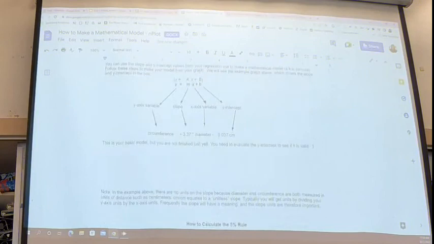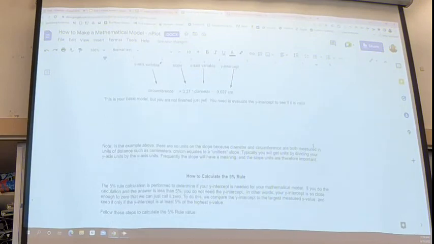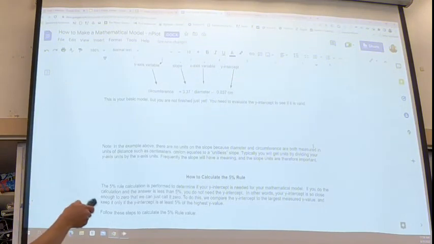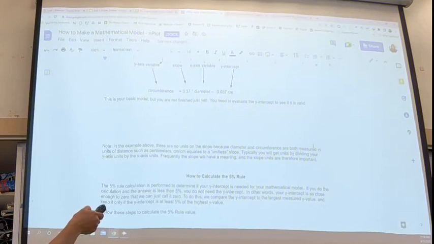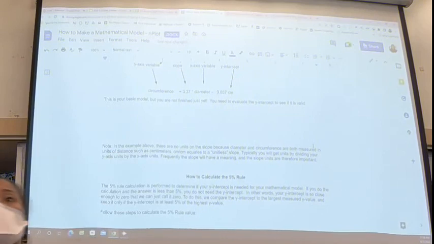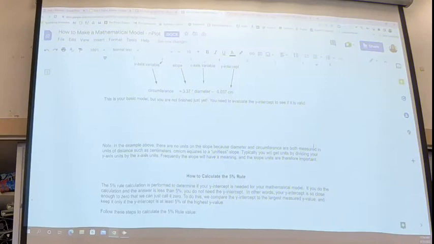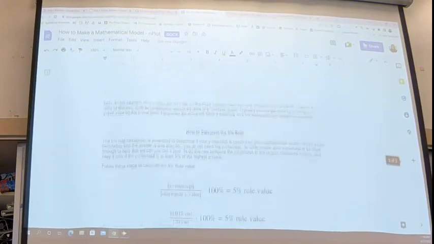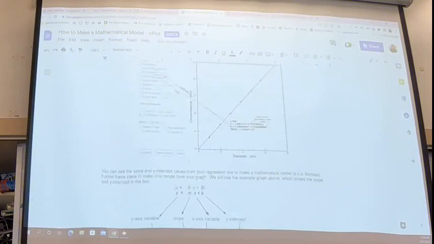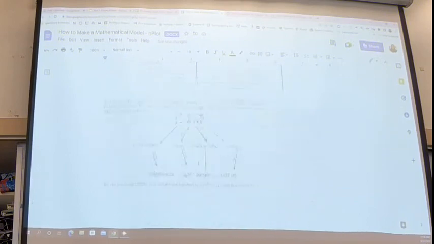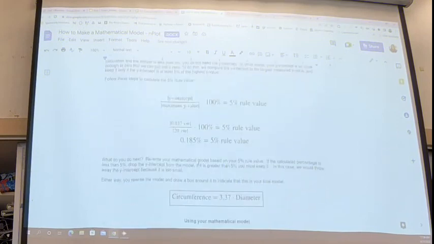It's also in this worksheet here, where in the circumference and diameter scenario, your y-intercept is 0.037. Also really, really close to 0, right? So how can you check if that y-intercept is valid, especially if the graph looks like it crosses the 0 axis? Don't just drop it because you think it should be dropped. You have to use something called the 5% rule.